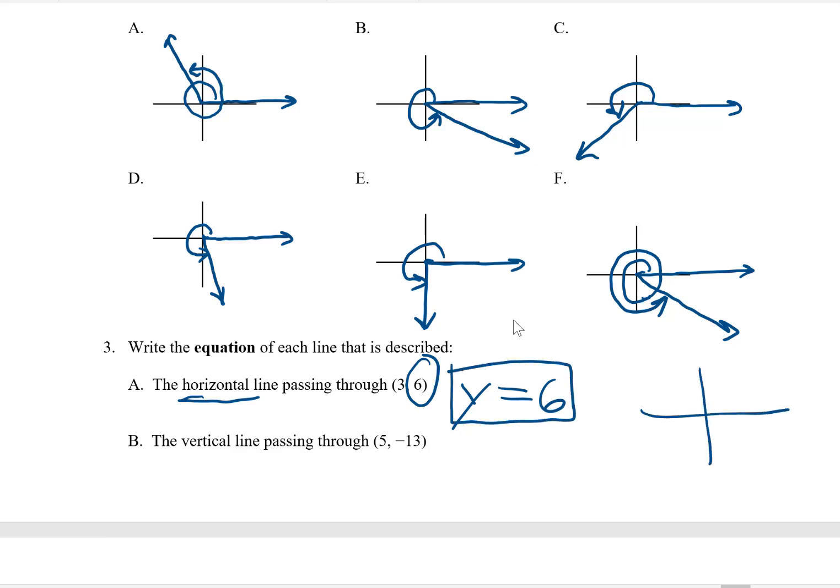The idea here, if I graphed that point, here's the point 3, 6. Well, 2, 6 must be on the line, 1, 6. It's a horizontal line, so the y coordinate is always at 6.